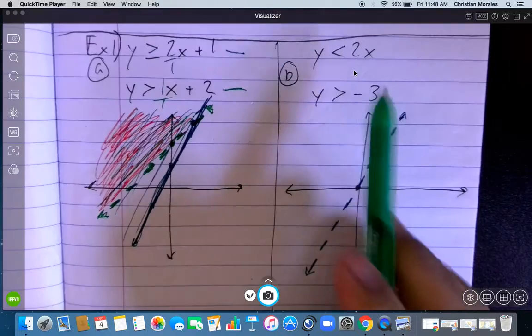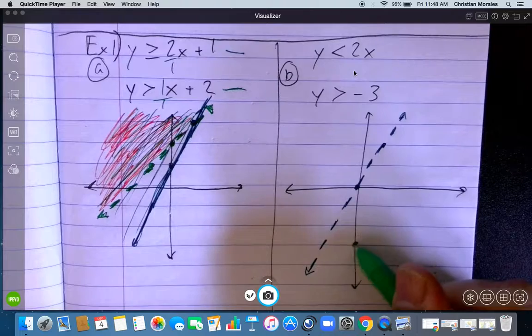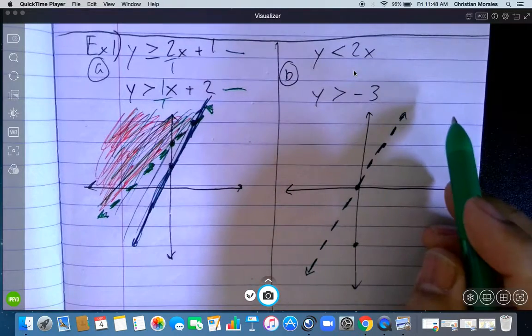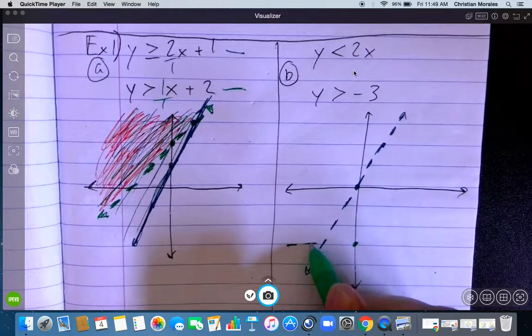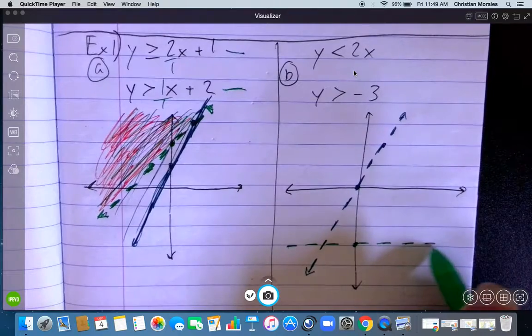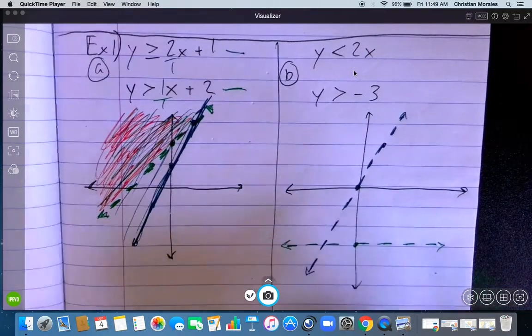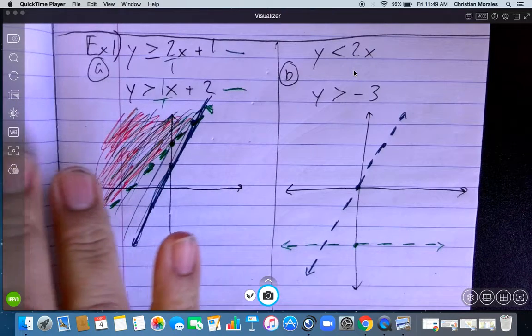Okay, the other line. Oh, the starting point is -3. 1, 2, 3. And there's no x, which means there's no slope. So this is a horizontal line, and it's also going to be dashed. It's going to be a dashed line. So I'm doing it this way just so maybe you can see what it looks like as lines. But you can't forget the shading part of it, okay?